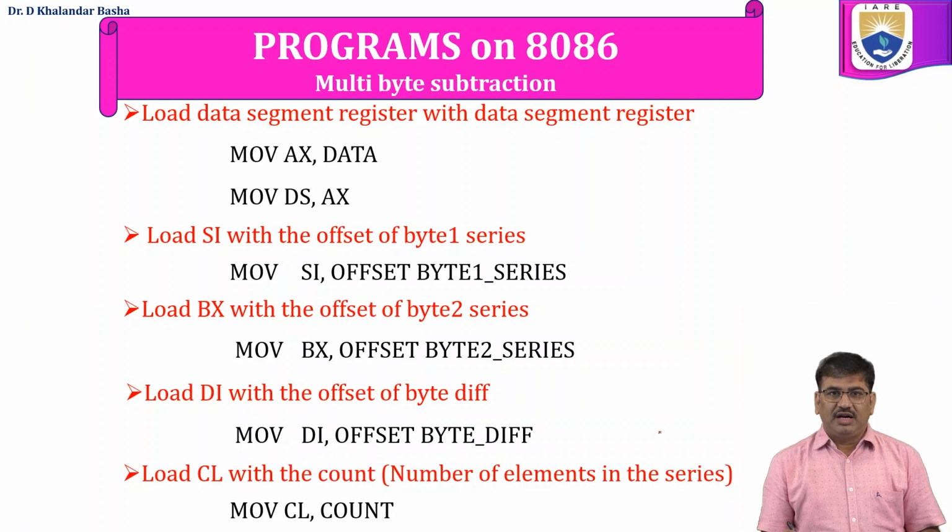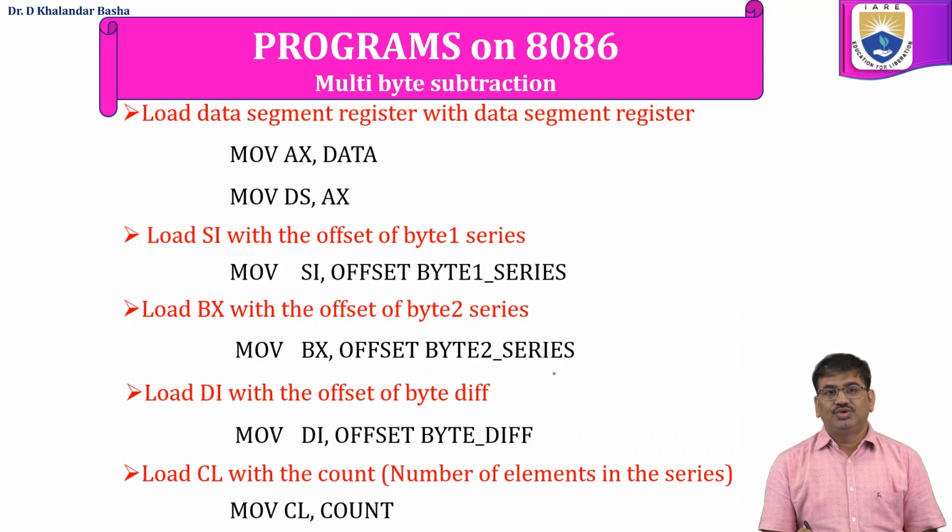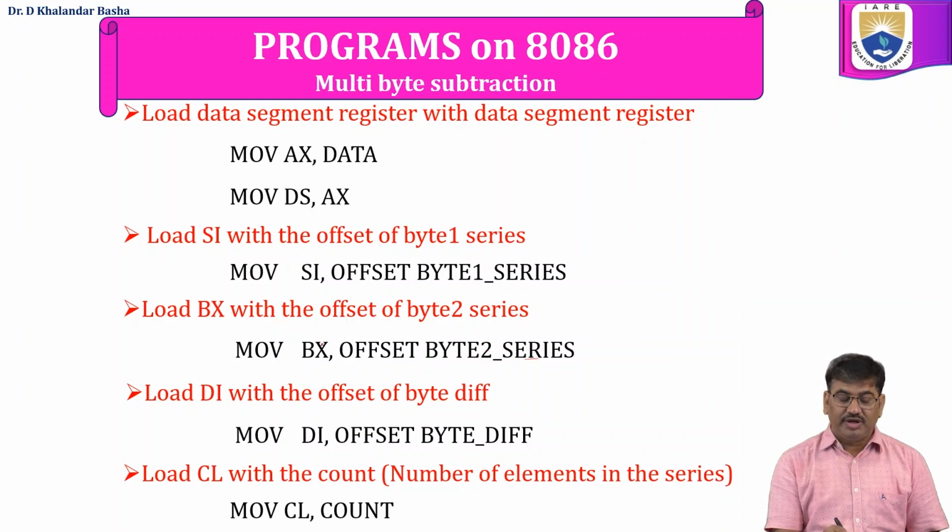Next, for fetching the address of byte 1 series, we use the instruction MOV SI, OFFSET BYTE1 SERIES. This instruction loads the offset assigned by the assembler for byte 1 series into SI. Next, for the second data, we use the instruction MOV BX, OFFSET BYTE2 SERIES. This instruction is used for fetching the offset value for the byte 2 series, which will be loaded into the BX register.